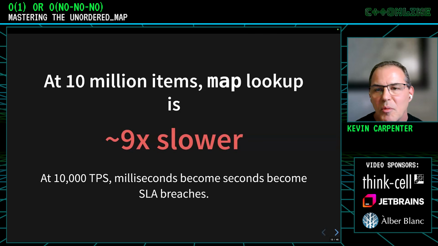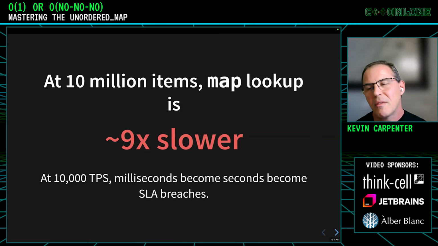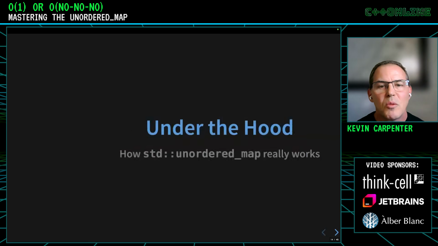So at 10 million items, map lookup is 9 times slower. At 10,000 transactions per second, milliseconds can become SLA breaches. That's really the point. So why doesn't everyone just use unordered map? I mean, that alone should be your reason to move, right? Well, we'll see.